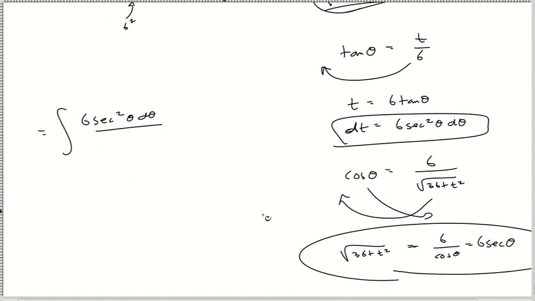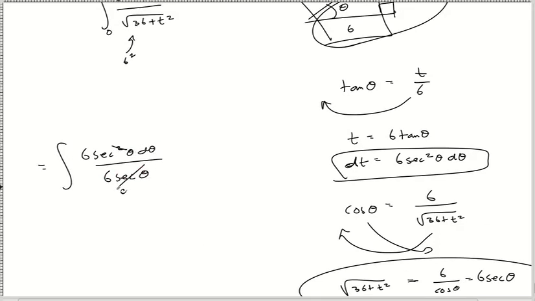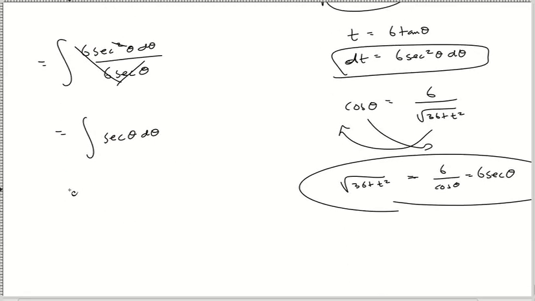In the bottom, plugging it straight in, is 6 secant theta. Cancel one of these guys. Cancel both of the 6s. So basically we ended up with this guy here. Yep, that's what I got in my notes.